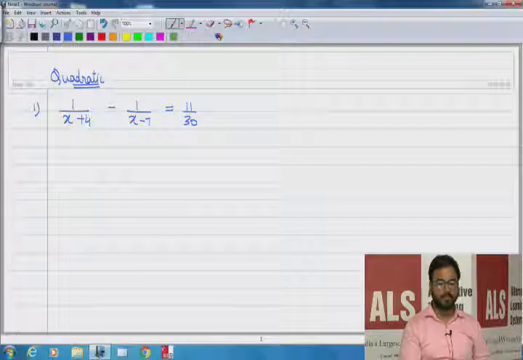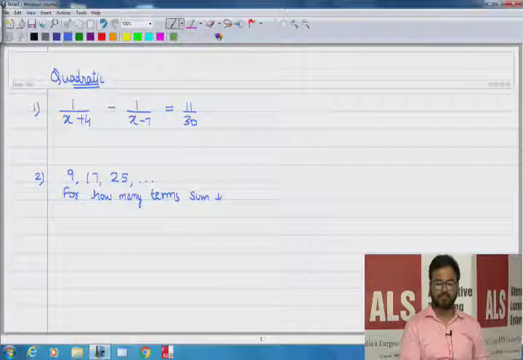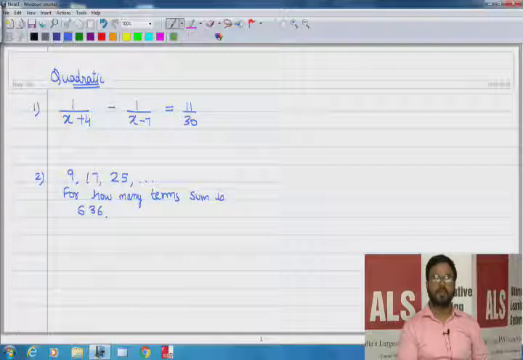Second question from AP. If these are the terms 9, 17, 25 and so on, the question is for how many terms the sum is 636. And this is from AP, arithmetic progression.